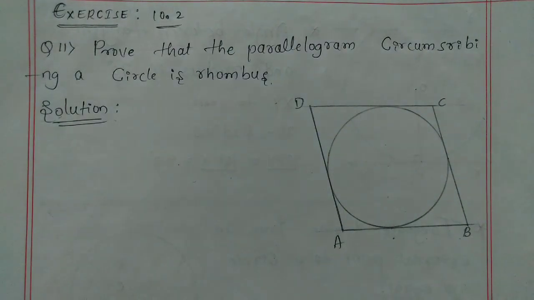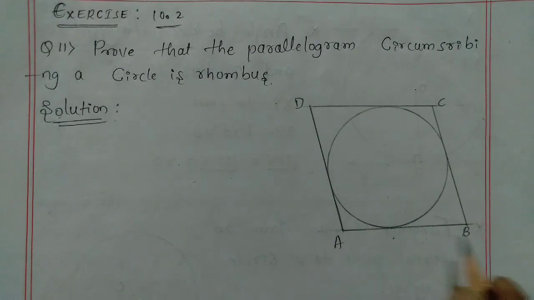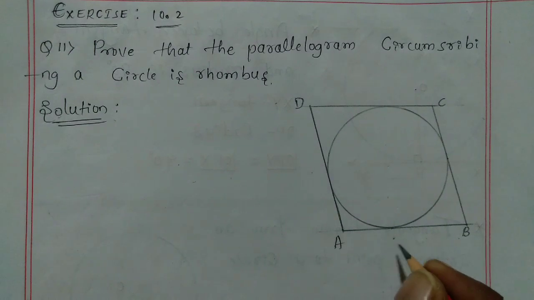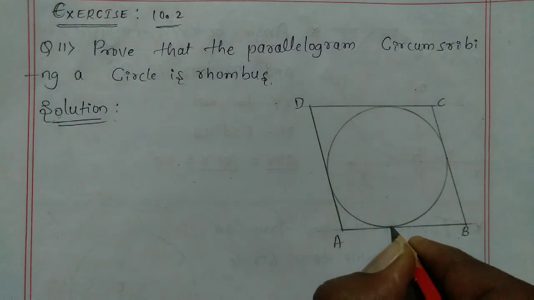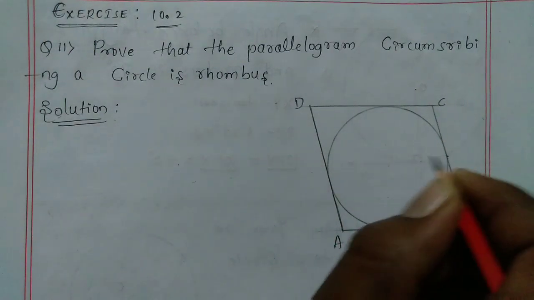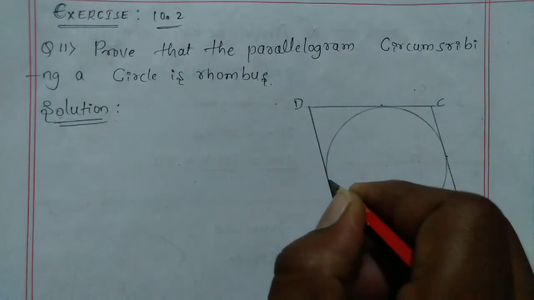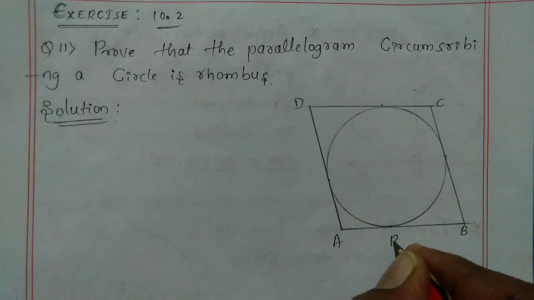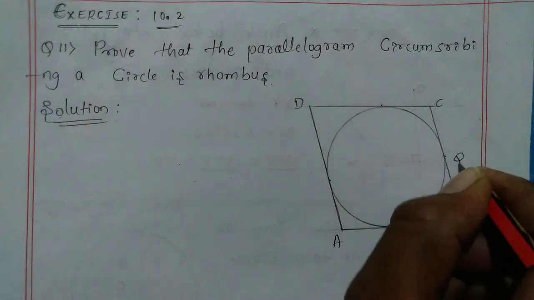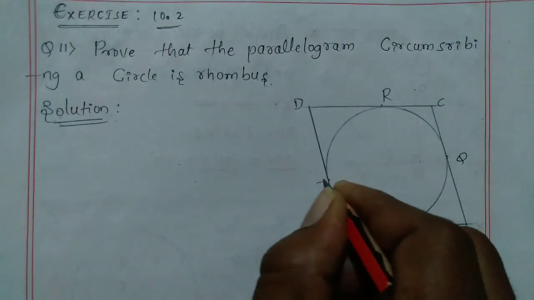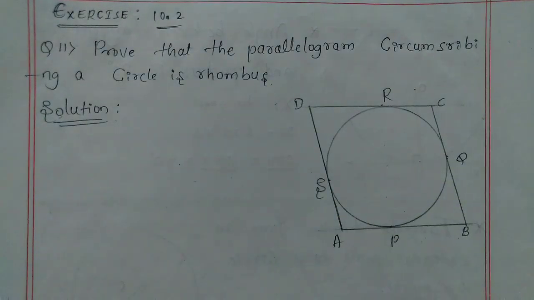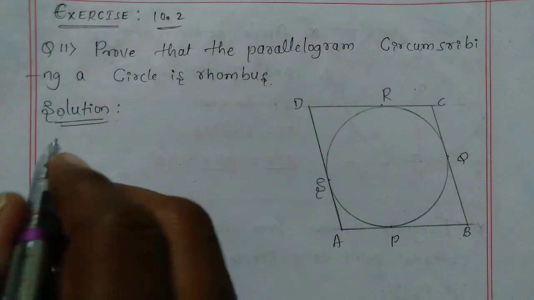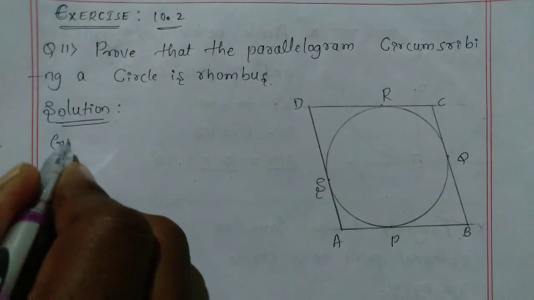Okay, so first I'll call ABCD is parallelogram. Okay, so and these four are the point of contact. So I'll call this one as P and Q, R and S. Okay, so these four are the point of contact, right? So next I will write here solution. After that I will write here given.